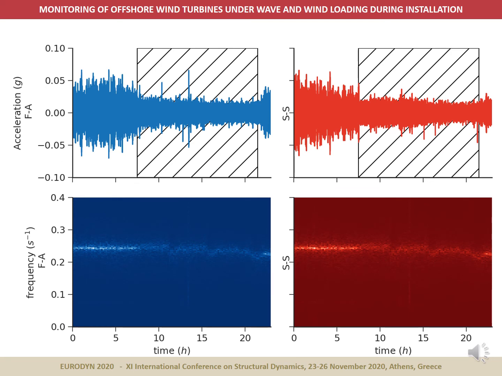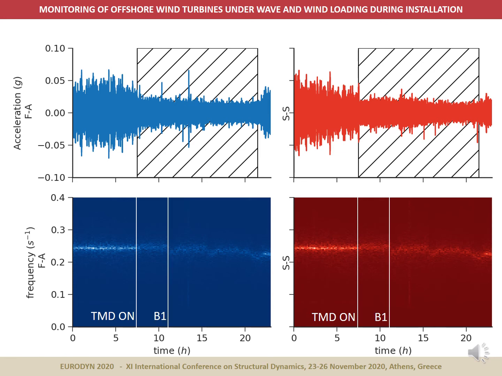Let's look at how the turbines undergoing installation behave in the frequency domain. In the upper two figures, the hatched area represents the time period within which the tuned mass damper was activated. The left-hand side shows the fore-aft acceleration, and the right-hand side shows the side-side acceleration. The lower two figures show the spectrogram of the accelerations. With the activation of the tuned mass damper, the intensity of the frequency signal drops significantly.